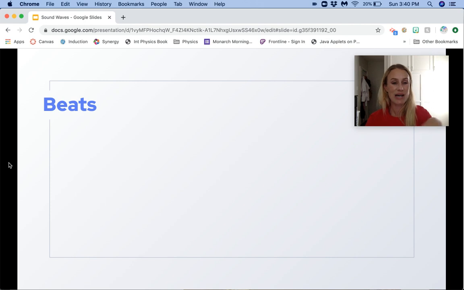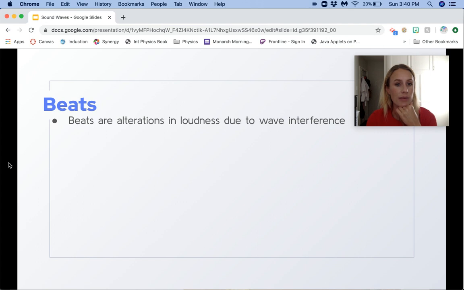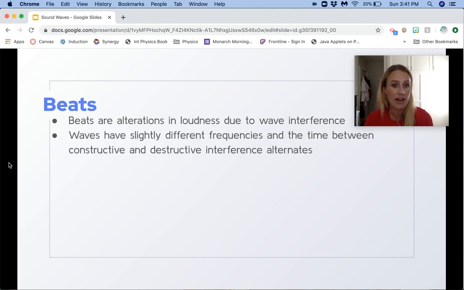So I do want to talk about a couple different things that occur when we have sound waves that are pretty interesting. So the first one is called beats. And what happens here is that beats are alterations in loudness due to wave interference. So last week we talked about interference and constructive interference and destructive interference and what that is. Again, longitudinal waves, just like transverse waves, can also undergo wave interference. So when we have waves that have slightly different frequencies and the time between the constructive and destructive interference alternates, we then get what we call a beat frequency.